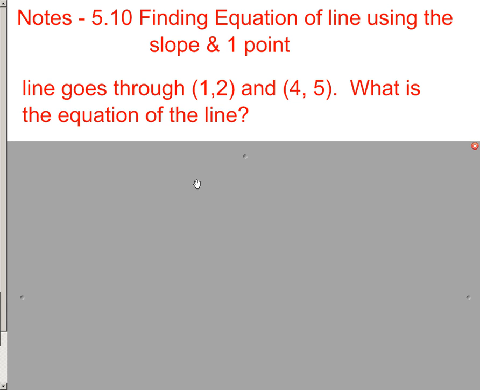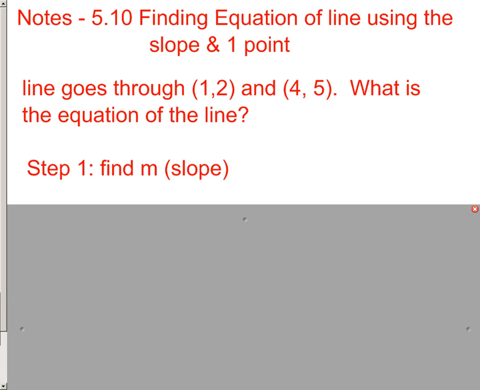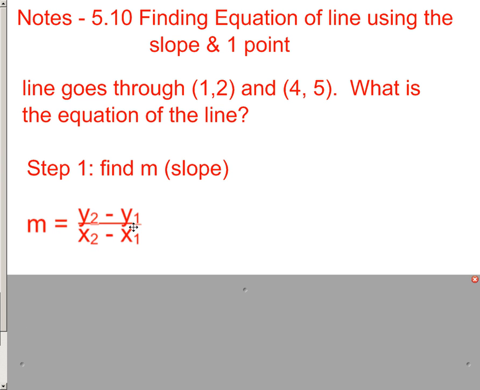And let's talk about how we would actually find the slope. Well, sometimes it's given to you. If it's not, you're going to have to do it the old-fashioned way, and that's take these two points and basically plug them into this equation. If you need a refresher of how to find the slope, go take a look at that. I'm not going to take a lot of time right now for that.